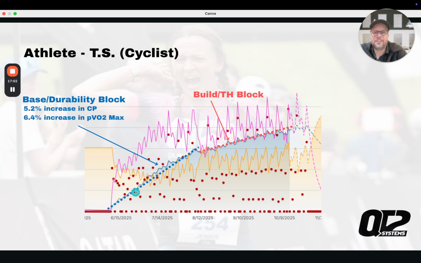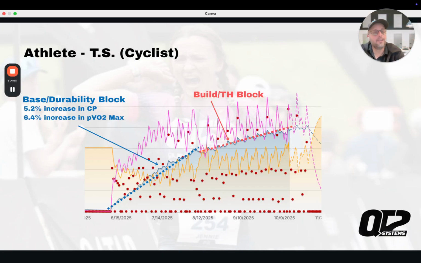So we have this very steep CTL curve. And during that time, we had a 5.2% increase in critical power and a 6.4% increase in power at VO2 max. And then we shifted over into a build threshold block. And we see that the CTL curve, the slope of the fitness growth, comes down a little bit.